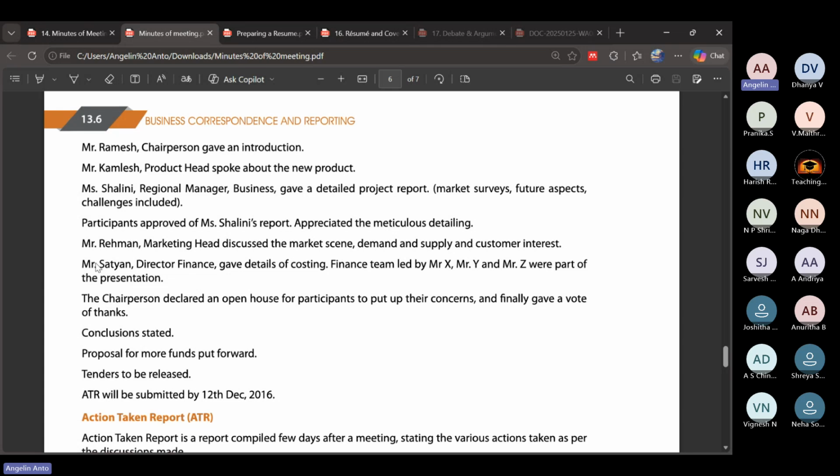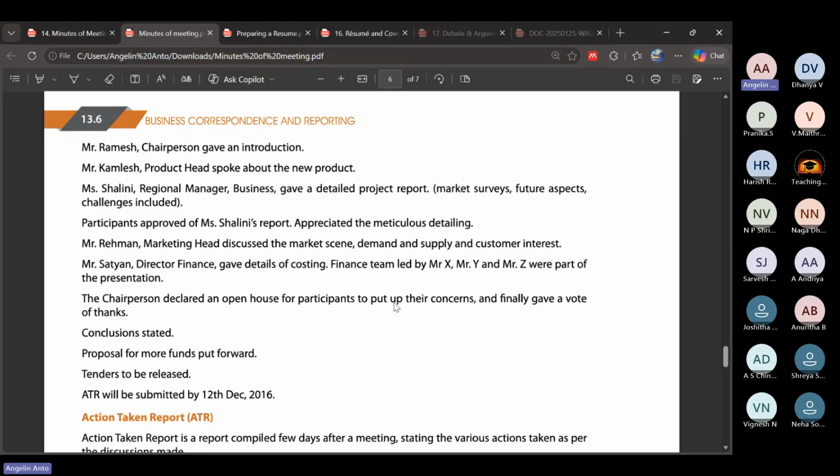So here, if you see, Satyan, Director of Finance. So each person, if you name drop, if it's given in the context and if you name drop, then you need to talk about who they are each time. They gave a detailed costing, finance team led by XYZ. So see how the names are mentioned. This is given in the presentation, they declared an open house, stuff like that. So this depends on what type of meeting you have.